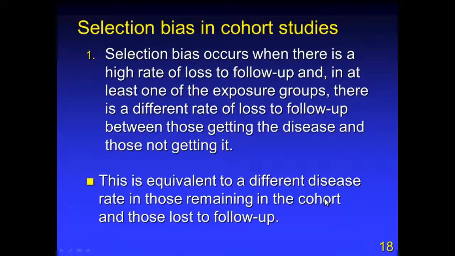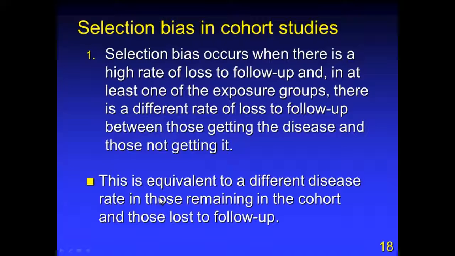So cohort studies also have selection bias, and this often results from loss to follow-up, when people have dropped out of the study for one reason or another. And the problem occurs if, in at least one of the exposure groups, so it could occur in both, there's a different rate of loss to follow-up between those getting the disease and those not getting it. So either those getting the disease or those not getting it are more likely to be lost to follow-up, but it's not the same rate.